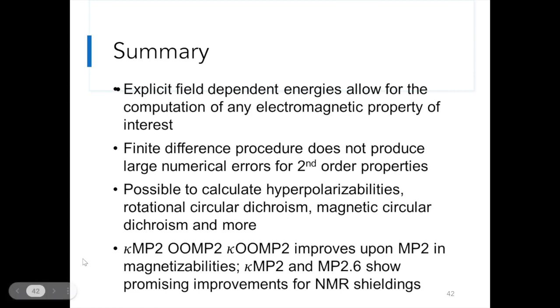And lastly, looking at some methods in Lithium PT, we found that all of them improved upon MP2. And for shieldings, some of these methods improved upon CCSD, which is quite nice. This shows the promise of leveraging these various new methods in Q-Chem for property calculations.